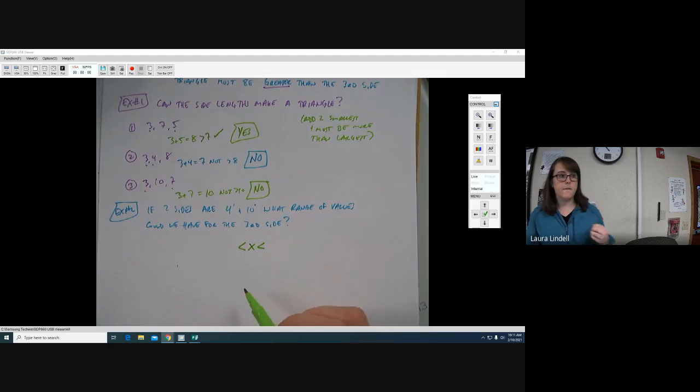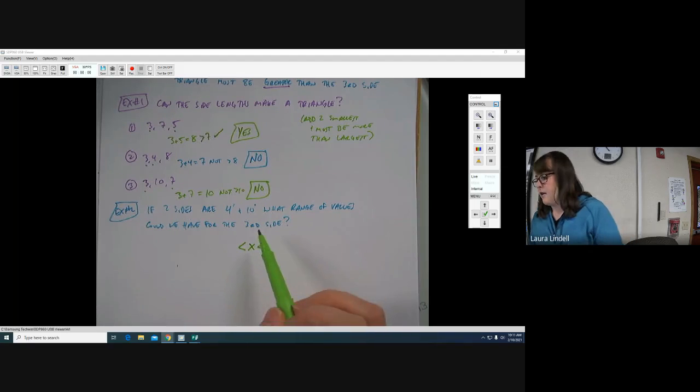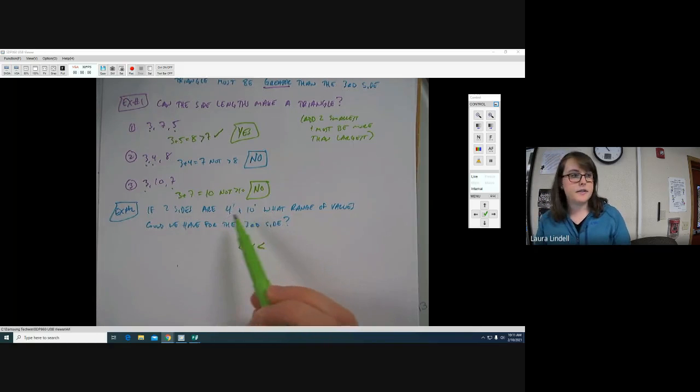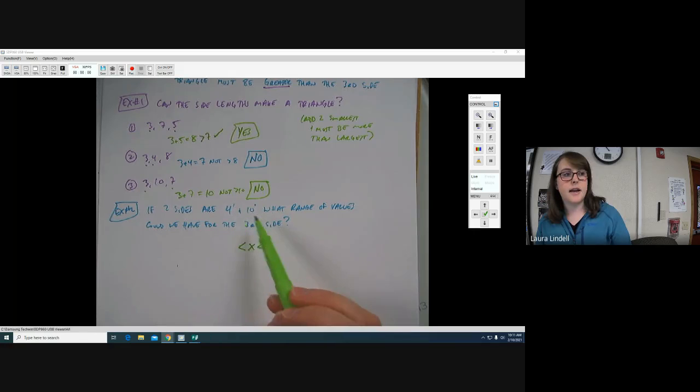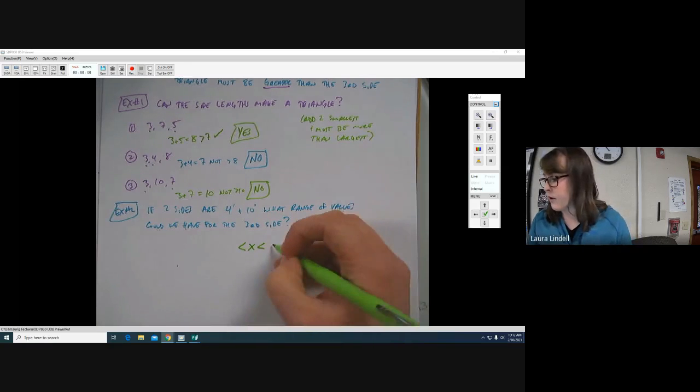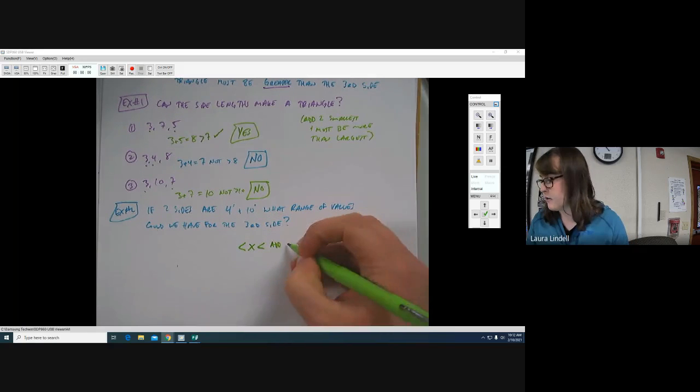Okay, so the first scenario is where we imagine that these two are the smallest sides. And if these are the smallest sides and I add them together, I can't have the third side be bigger than that, otherwise it won't make a triangle. So over here on the big one, we are going to add 4 and 10.